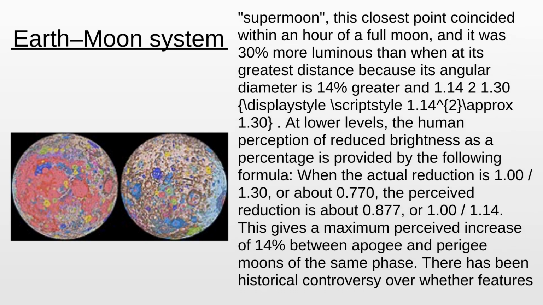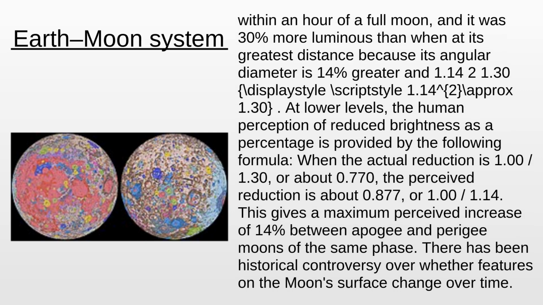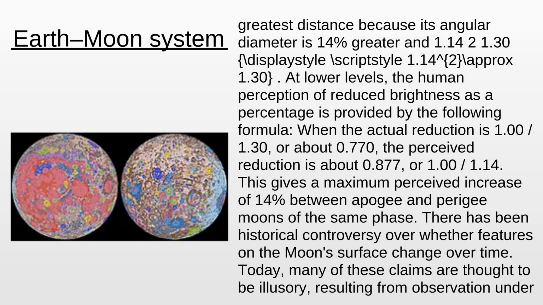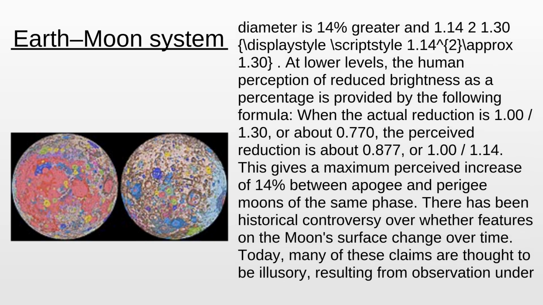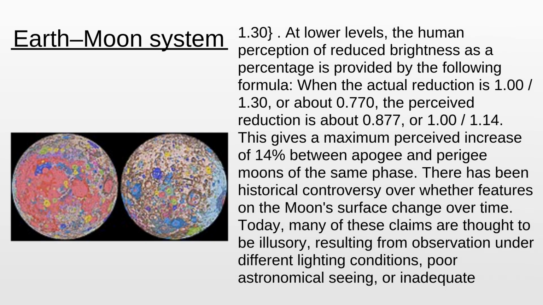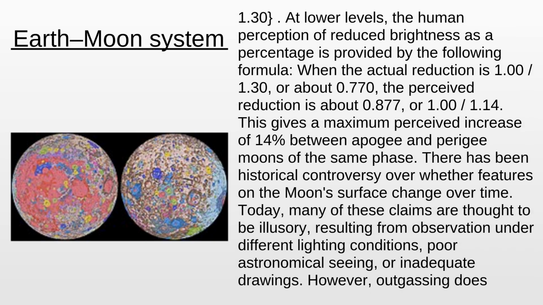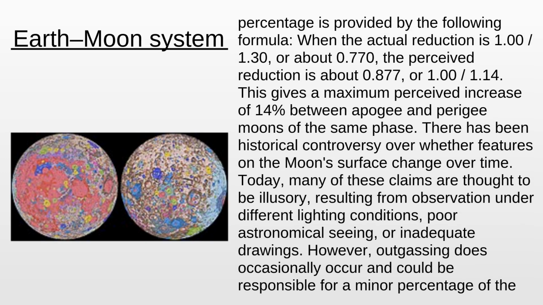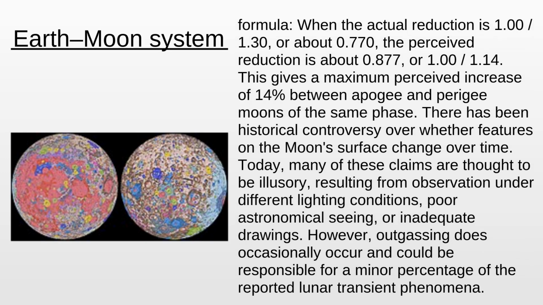Reported as a supermoon, this closest point coincided within an hour of a full moon, and it was 30% more luminous than when at its greatest distance because its angular diameter is 14% greater, and 1.14² ≈ 1.30.